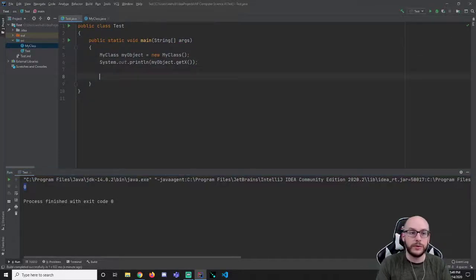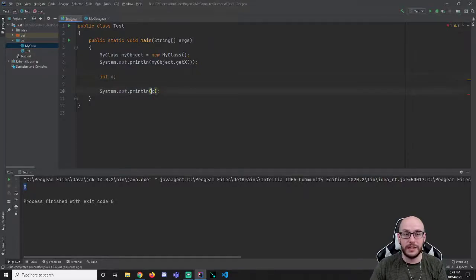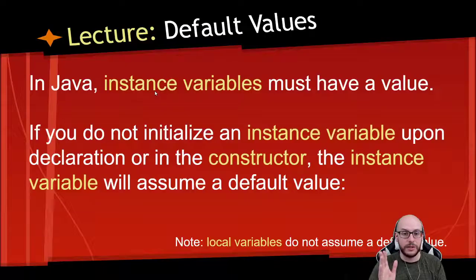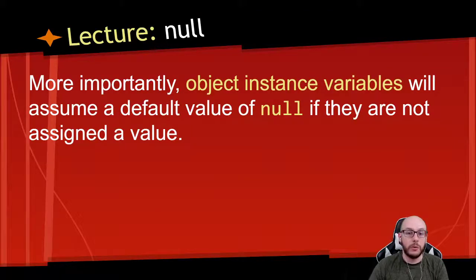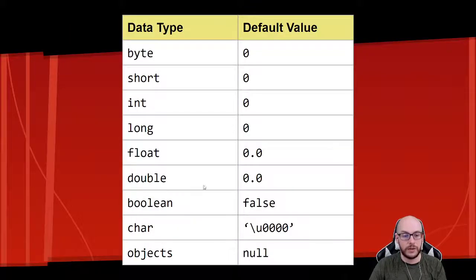This is the old school thing where if I declare integer x here, and then I try to print off x, it gets mad. This is a syntax error. So what we're talking about are instance variables. Instance variables assume a default value, not local variables. More importantly, object instance variables will assume a default value of null if they are not assigned a value.